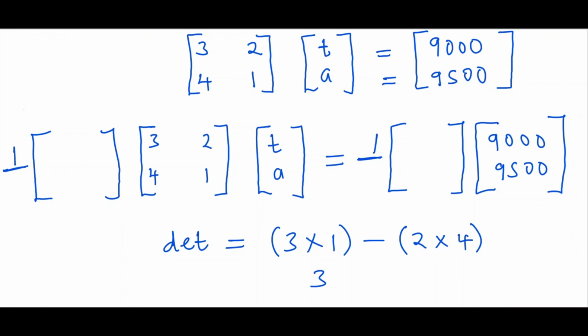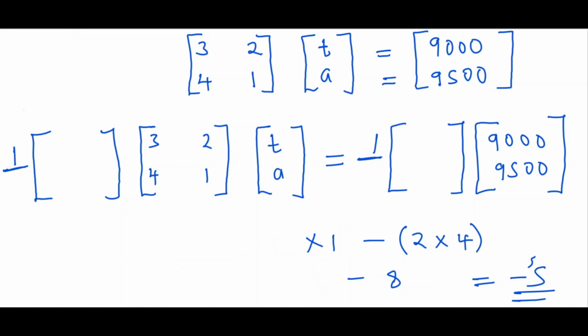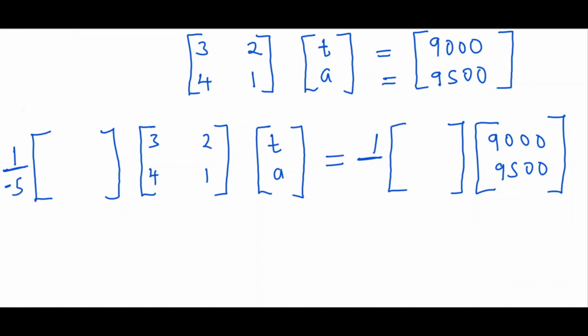3 times 1 is 3, minus 2 times 4 is 8. So 3 minus 8 will give us negative 5. And here now we have our determinant. Our determinant is negative 5. We can place it here outside the adjoint. So 1 over negative 5 on this side and 1 over negative 5 on the other side too.